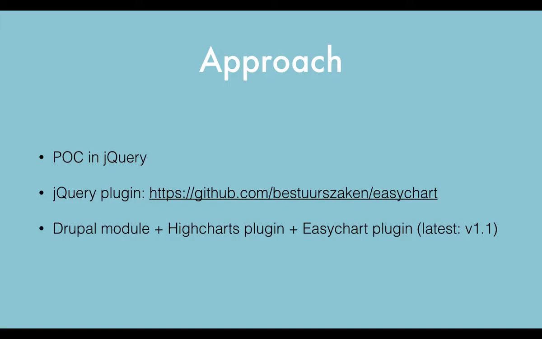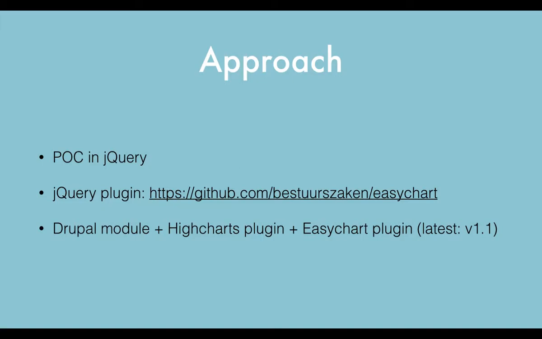So the way we approached it was to build a proof of concept first, a very basic text field, some options, and a chart next to it. This was based on Thomas's first attempts to build something. Once we had that, we turned it over into an actual jQuery plugin, so something that really works standalone with a basic user interface. This plugin is available on GitHub.